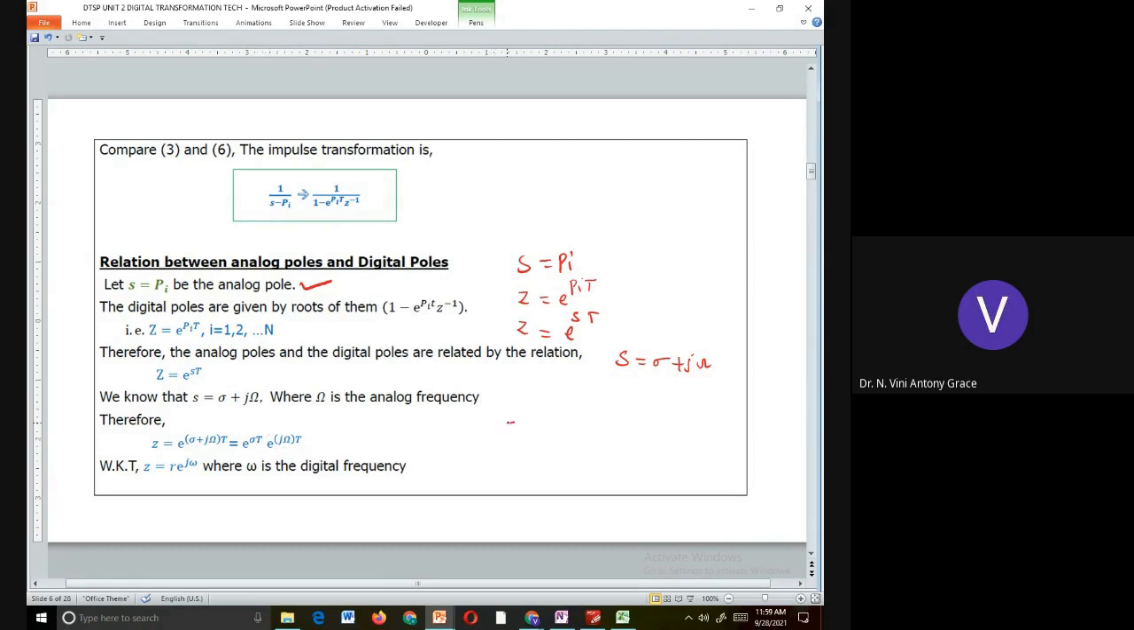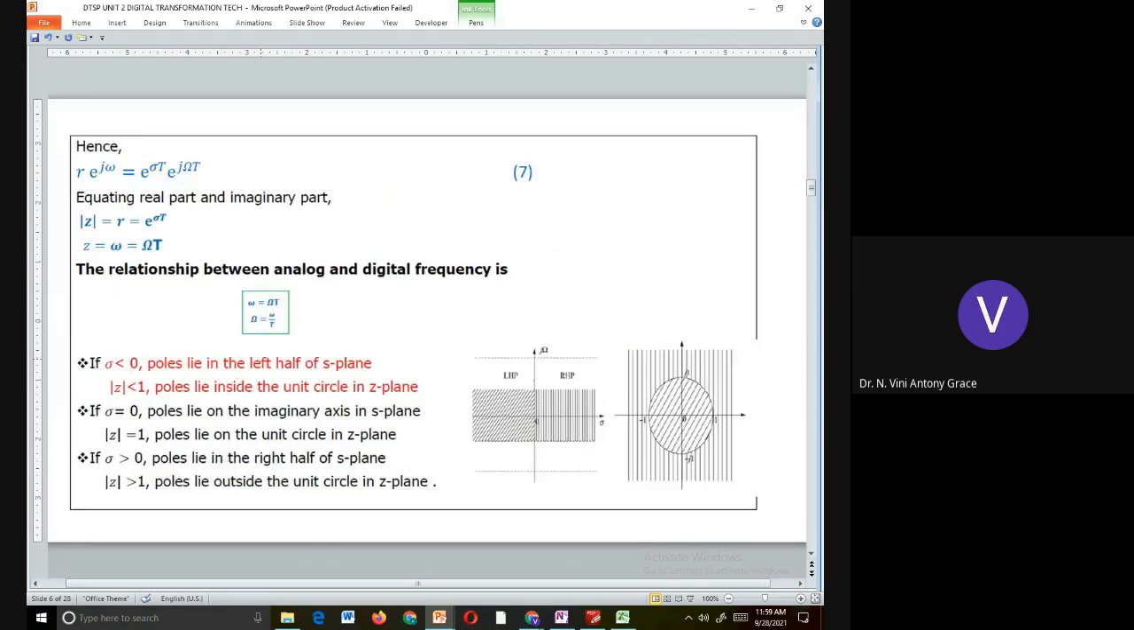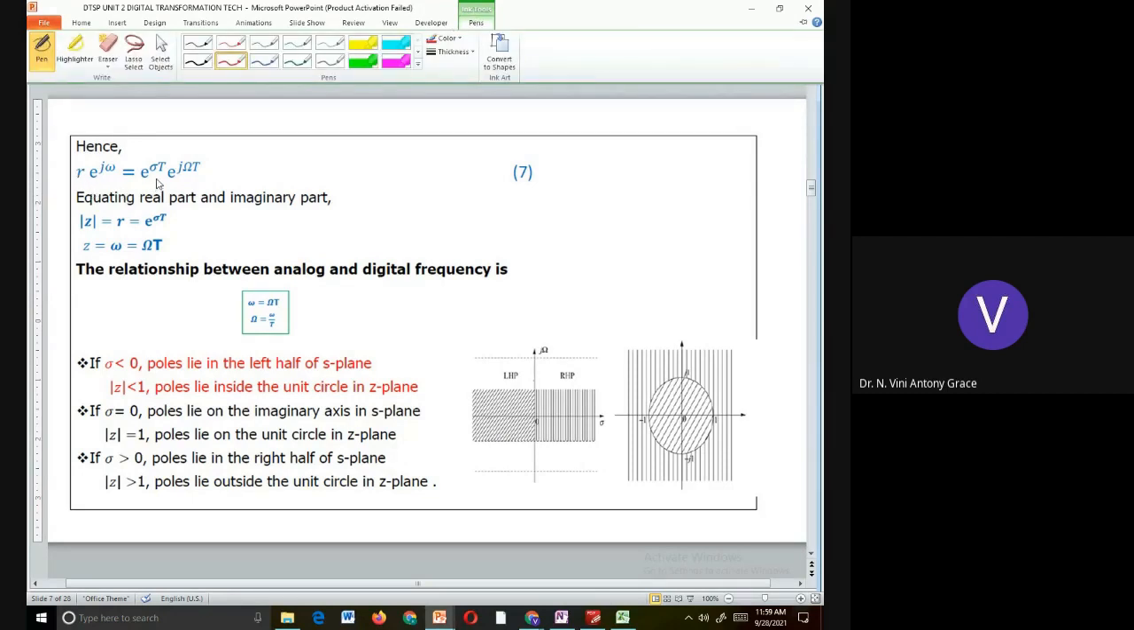Likewise, the Z plane is a complex plane which can be expressed as r e power j omega, where omega here is the digital frequency. Since it is related with the Z plane, it is the digital frequency. So we know that Z can be expressed as r e power j omega. So instead of this Z, we can replace r e power j omega. So r e power j omega is equal to e power sigma T times e power j omega T. We have obtained the relation between the Z and the S plane.